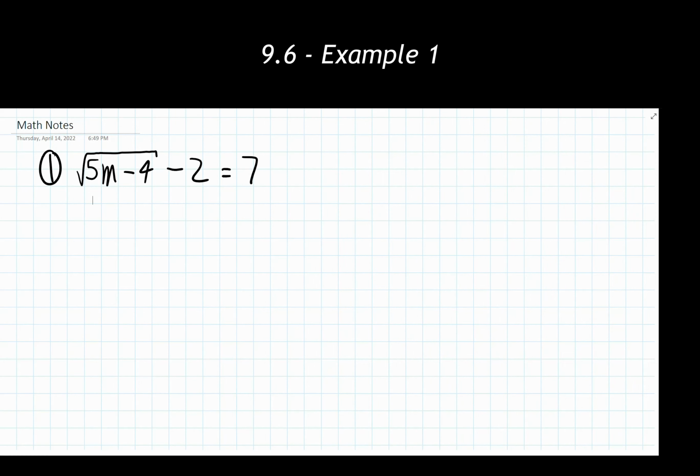Here we have our first example. We're taking the square root of 5m minus 4. We're subtracting 2 from that, and the result is going to be 7. So to solve this, let's go back and use our process.